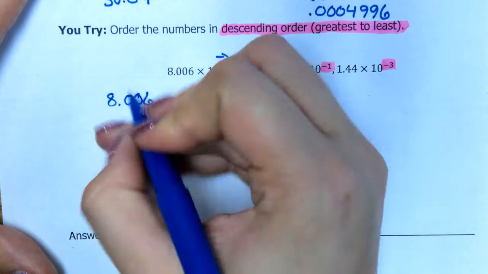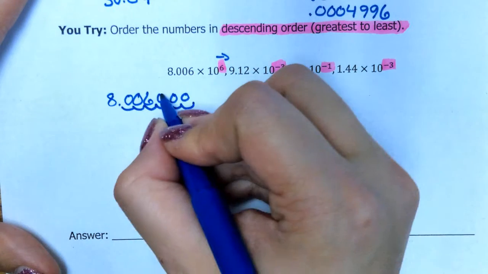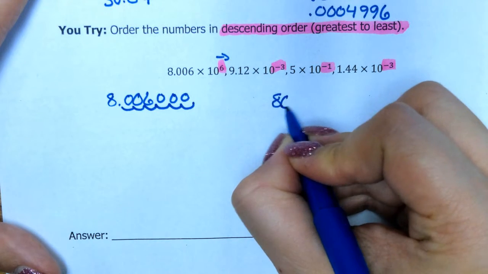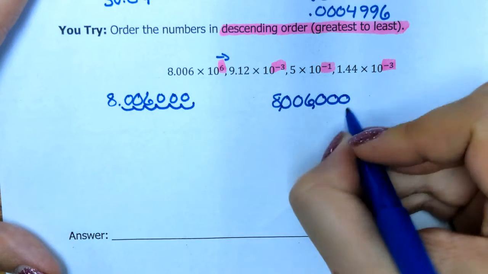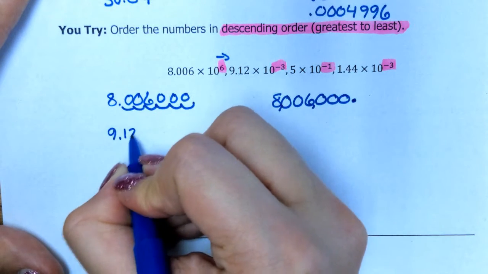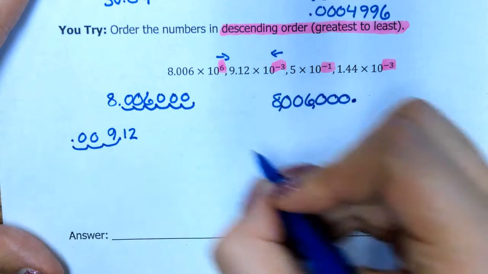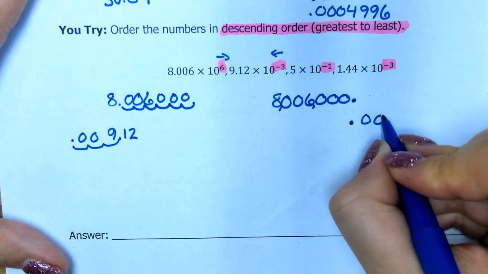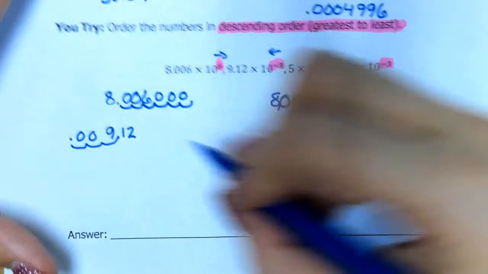This is moving 6 times to the right. Okay, so this is 800. 0.06000. And remember the decimal point is there. Next one. -3, so I'm going left. So I'm going to line up my decimal points. So here's the decimal for this one, and it's 00912. Okay, so I'm lining up the decimals here.